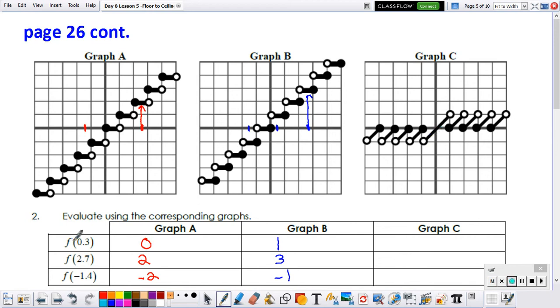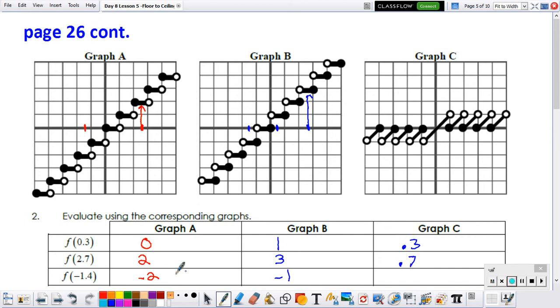So what do you think is going to happen if we put in 0.3? Well, we get 0.3 right back at us. But when we go to 2.7, its value is somewhere between 0 and 1. Where do you think it is between 0 and 1 for 2.7? If you said 0.7, that's correct.